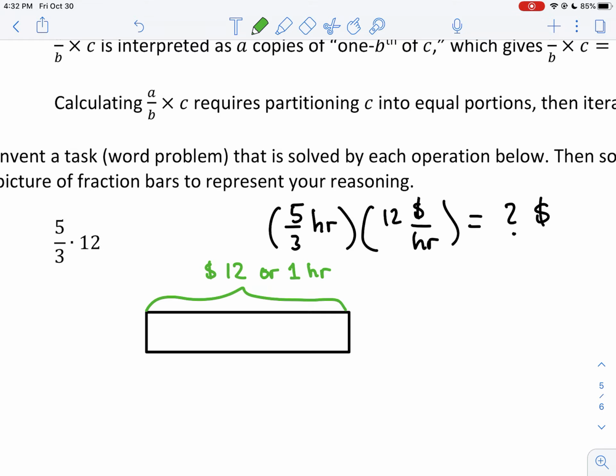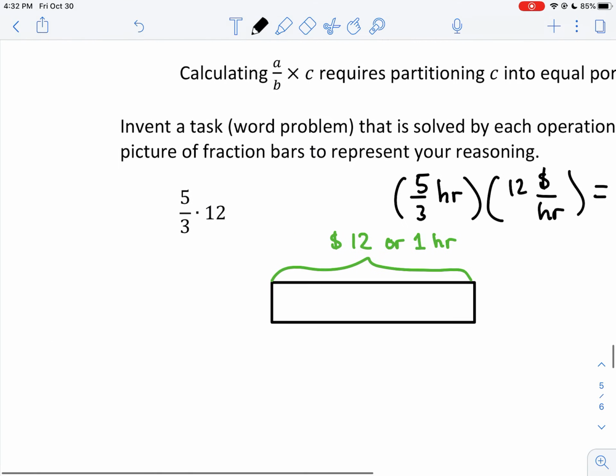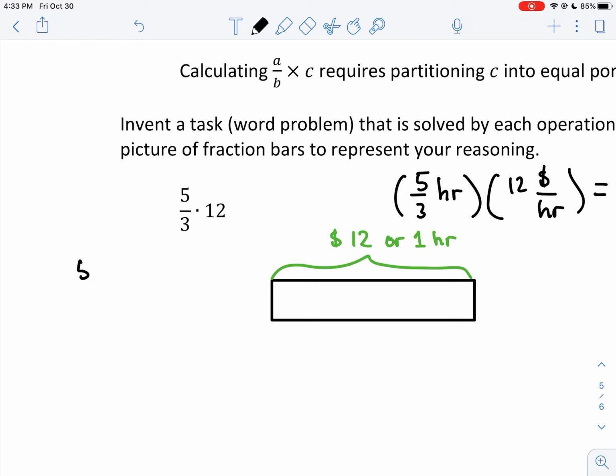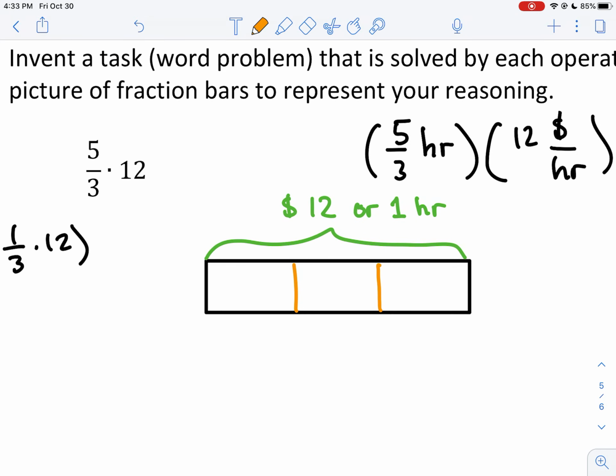So now I'm going to break this apart, and I'm going to coordinate dollars and hours. I want to do partitioning first, right? Because when you see 5/3 times 12, you want to think it's 5 copies of 1/3 of 12. So we're going to partition 12 into 3 equal pieces, and then we'll do 5 copies of that share. So breaking this into 3 equal pieces, let's make that look, no, that doesn't look right already. This doesn't have to be perfect, but you get the idea. They should look roughly the same.